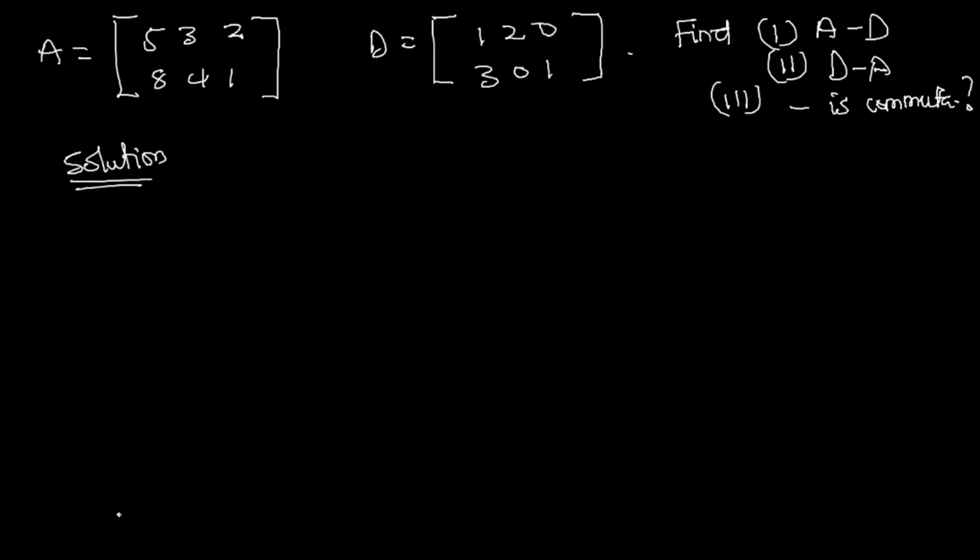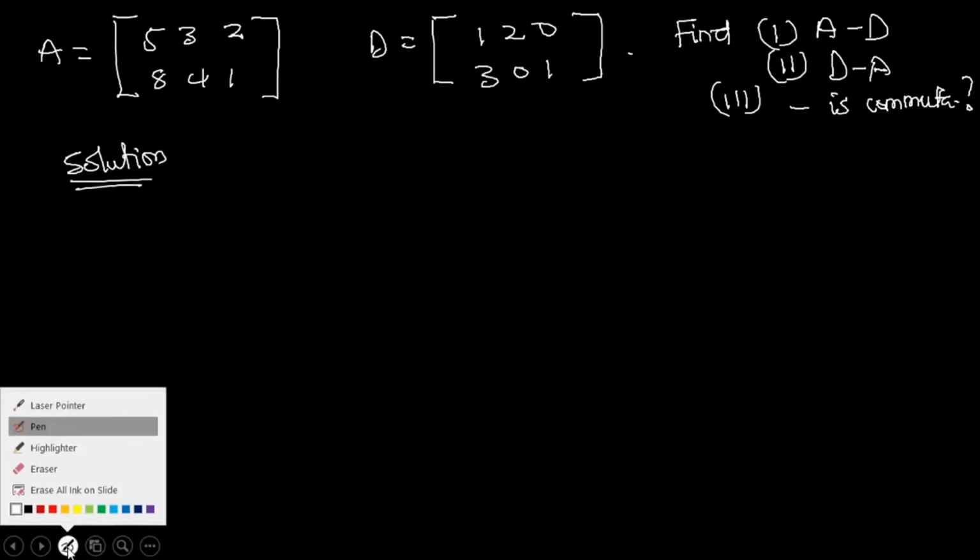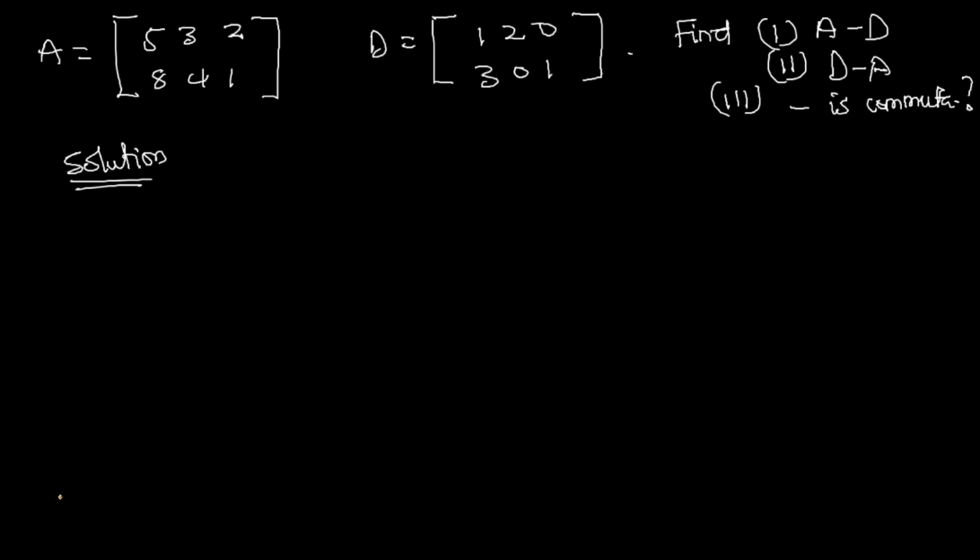So first things first, I need to determine the order of the matrices and see whether I am able to add them. So I know this is my first row, this is my second row, this is my first column, this is my second column, this is my third column, from top to down. So it means I have 2 rows and 3 columns, so it's a 2 by 3 matrix over here.